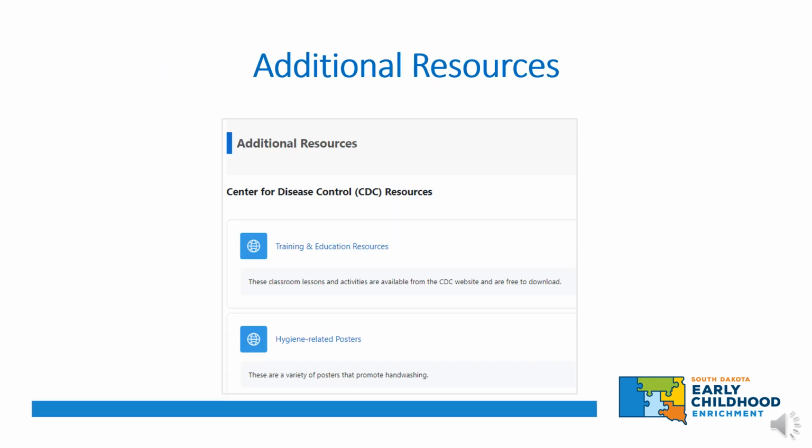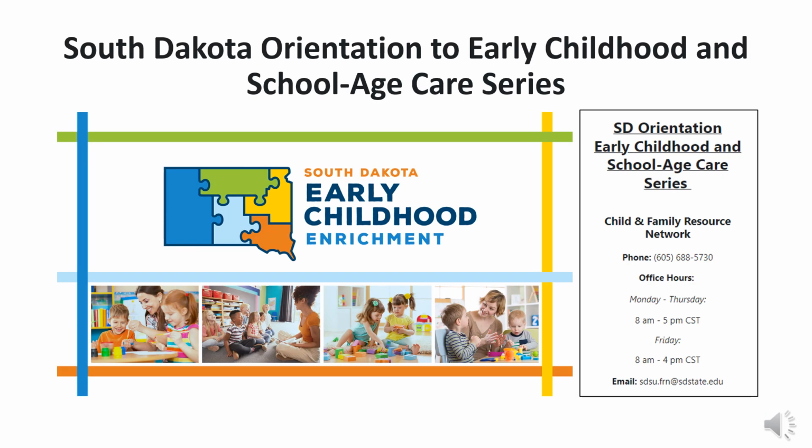If resources or links were referred to in the class content, you will have access to them in the Additional Resources section. Simply click on the link, and you will be taken to the website or provided with a document which you can save and print. This concludes the tutorial on how to navigate the orientation series.